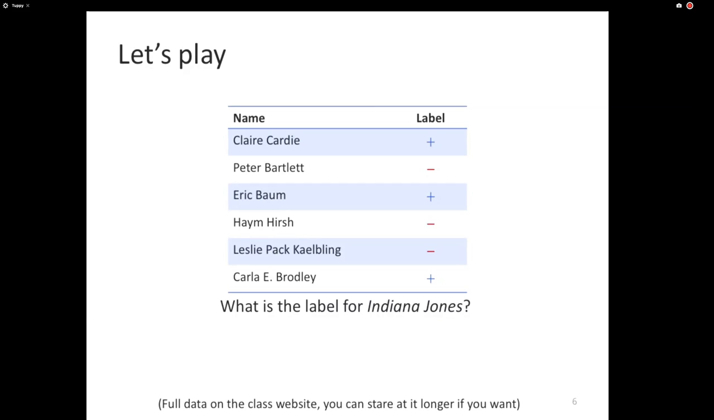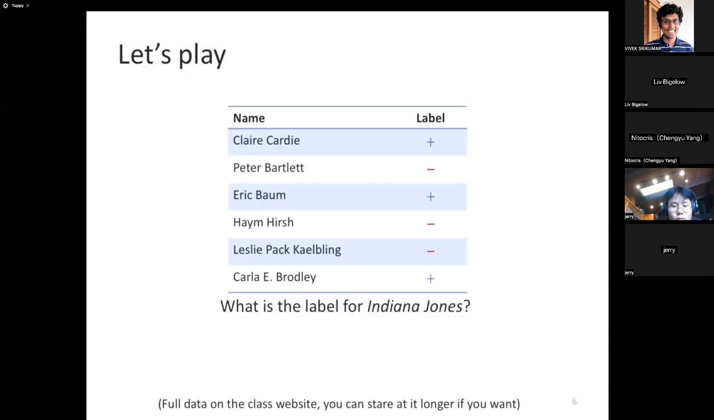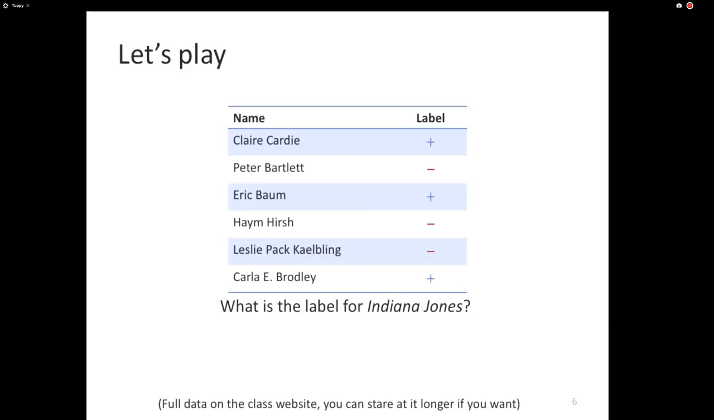But those of you who did see the data, were there any guesses on what the label might have been or what the rule might have been? Did anyone see the data? One person did. You opened the file. Did you take a guess? Yes? Plus, if the second letter of the first and the last name are a consonant and a vowel, in that order, and minus if there's both vowels or both consonants. You're probably right, but I assure you, I did not think that hard. No, check the data. Wow. Okay.